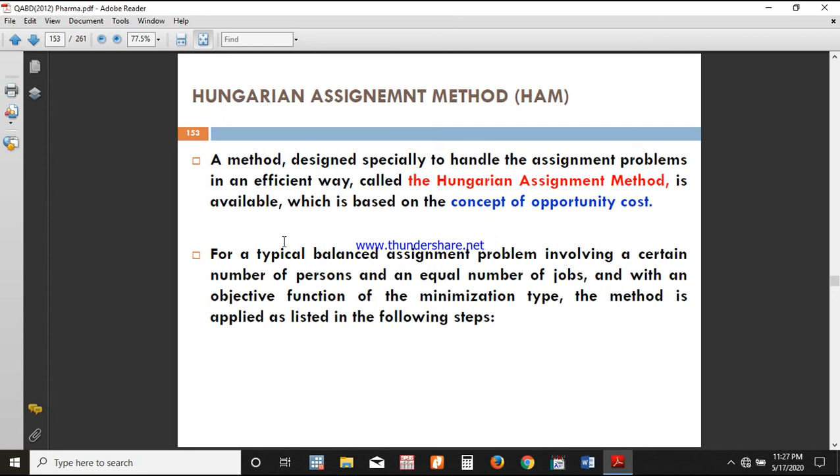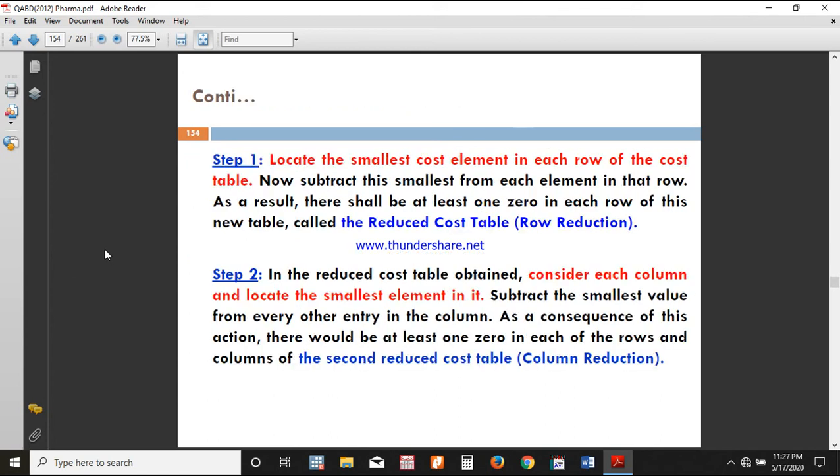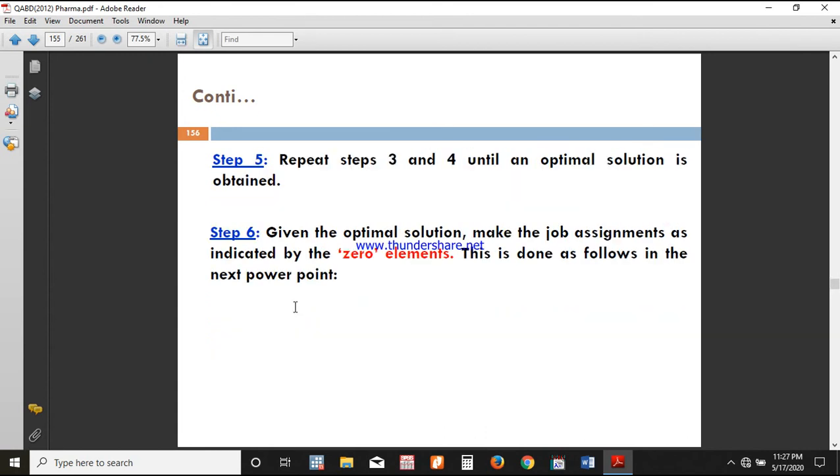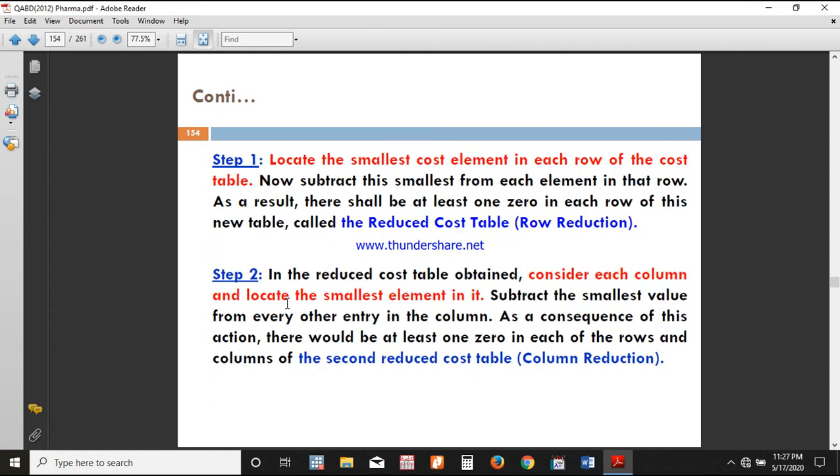cost. To apply this assignment model, there is a worldwide known method, which is the Hungarian assignment model, which was formulated by Hungarian people. It considers only the concept of opportunity cost. First, these are some of the 6 basic steps to find the time it takes for the workers to be assigned to their 4 jobs.